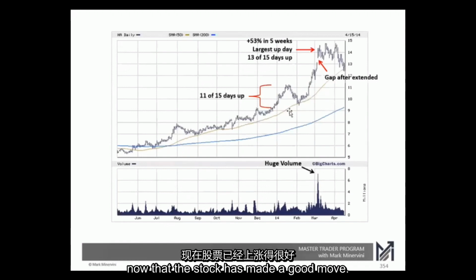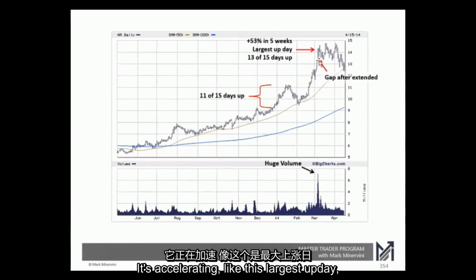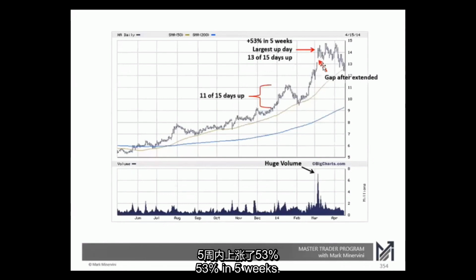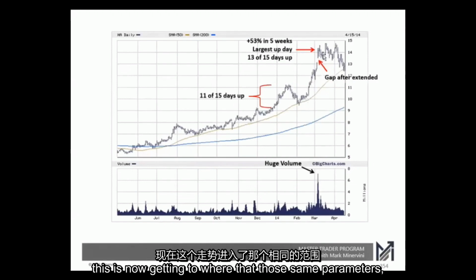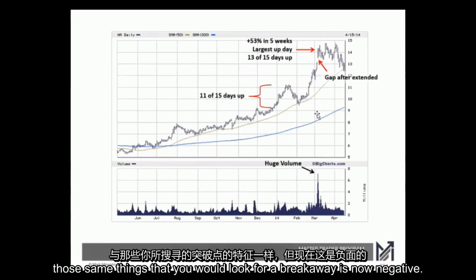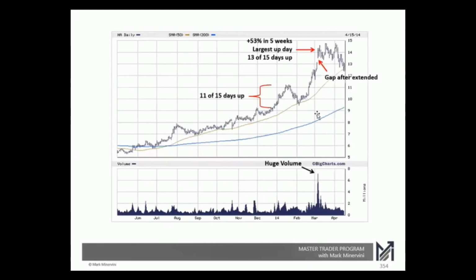Well, now that the stock has made a good move and it's accelerating like this, largest up day, 53% in 5 weeks, a gap after it's extended. You put all that together, and you would say, oh, this meets David's MVP. No, because this is late stage now. Those same parameters you would look for in a breakaway are now negative. This is saying exhaustion, and you're going to be selling into that.